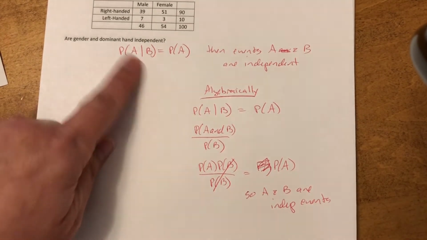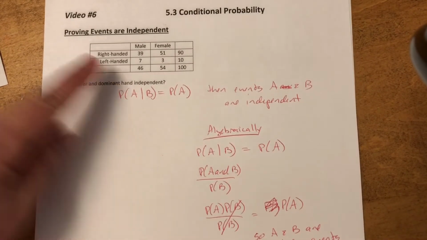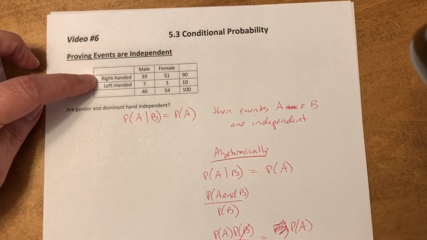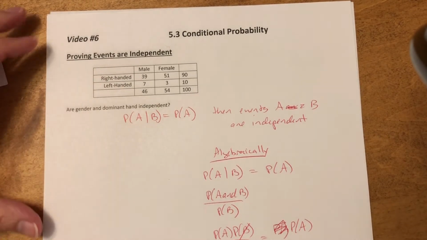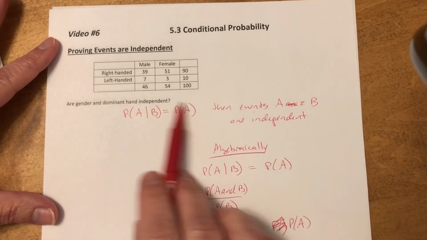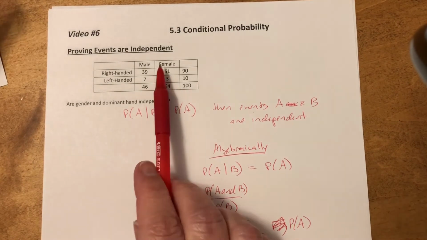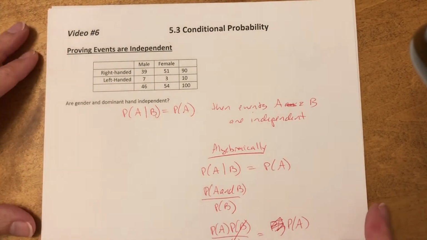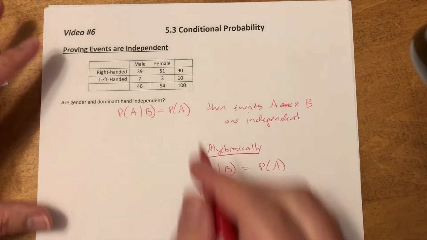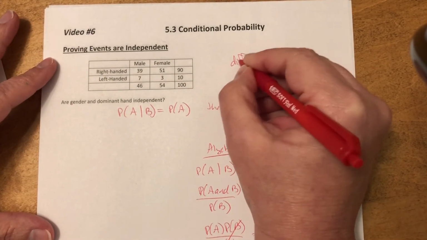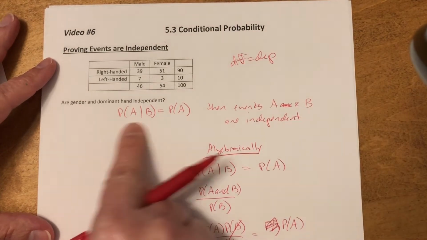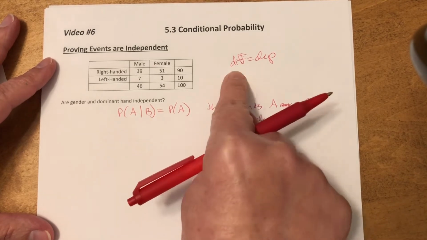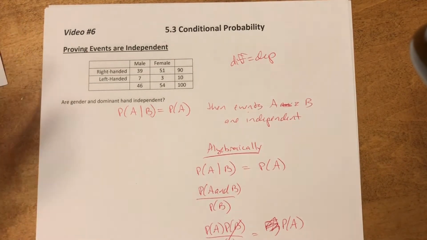Let's prove it. Let's do an example here. We have some information about 100 people. They were asked what their dominant hand was, left or right, and then they were categorized by gender. So we're going to do a couple of these calculations to prove if gender and dominant hand are independent. Just like in chapter 1, if they're different, it equals dependent. If they're equal, they're independent. So if these numbers are different, they're going to be dependent. Let's just do a couple.